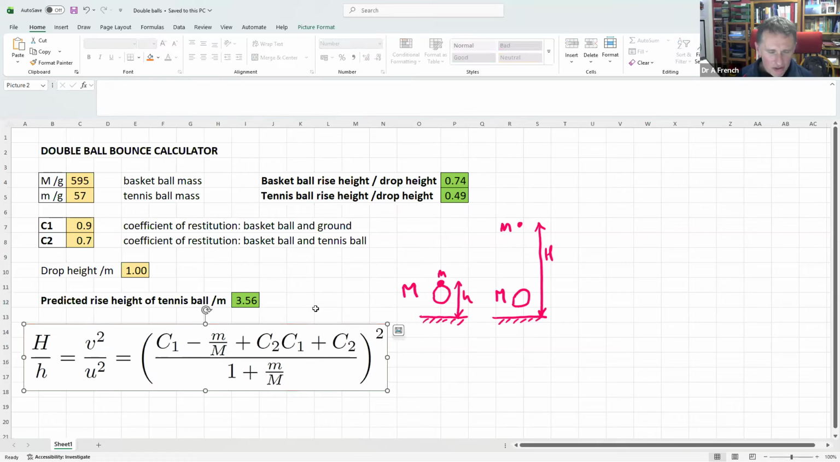I think it's a really good idea to put pictures into your Excel sheets. Don't just have numbers and things. So it's a kind of live calculator. Let's say we've got a coefficient of restitution of 0.7. That's the ball on the ground. We predict it will go 2.7 meters here.